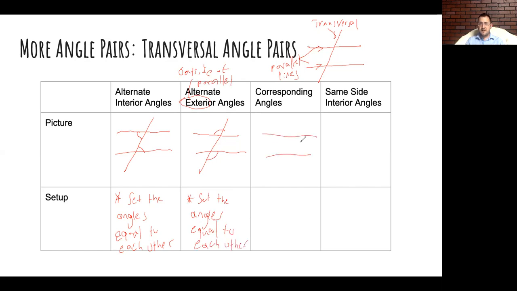The corresponding angles, these are like, so this intersection here, this is the top left of the intersection. And then I'm going to go down here to this intersection, and I'm going to choose the top left. So that would be corresponding. And this is also set the angles equal to each other.